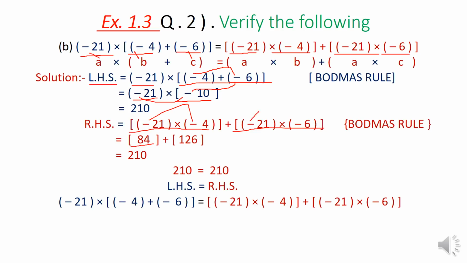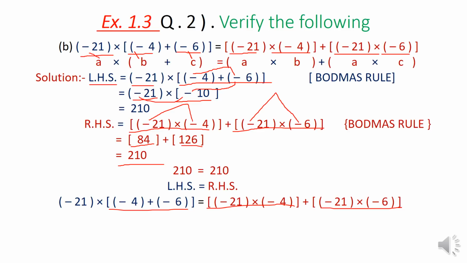Similarly, minus 21 multiplied by minus 6 will become plus, and 21 multiplied by 6 gives you 126. So the sum will become 210. So here both the sides are equal. So LHS is equal to RHS. So we can write minus 21 multiplied by, in the bracket, minus 4 plus minus 6, is equal to first bracket minus 21 multiplied by minus 4 plus second bracket minus 21 multiplied by minus 6. This means the proof of distributive property is verified.